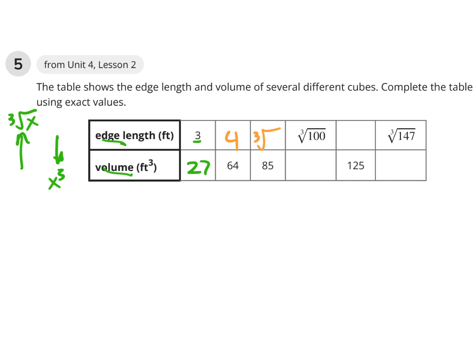Take the cube root of 85, which is not a perfect cube. Now, when we cube something, the radicand pops out. The cube root of 125 is 5, and the cube root of 147 cubed is 147.